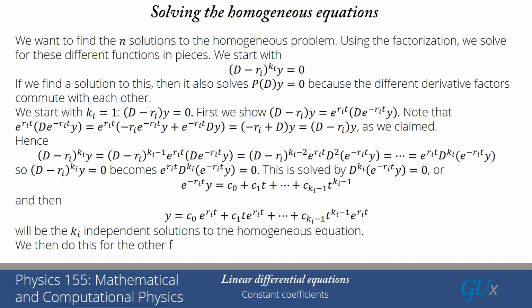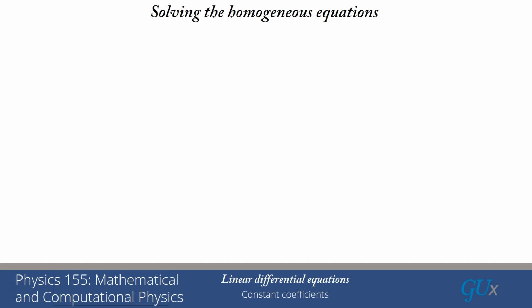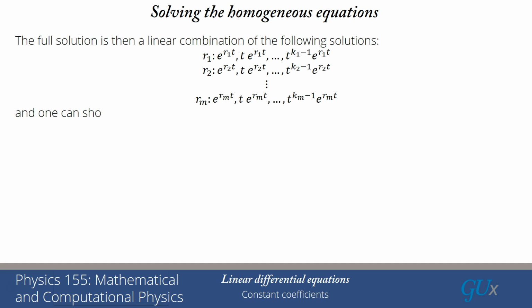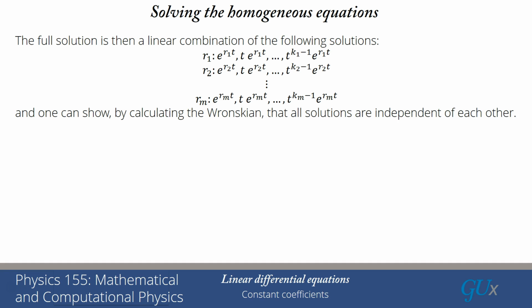Now, to solve the whole equation, we do this for the other factors, very easy to write down, and then we get all of the solutions to the polynomial acting on y is equal to 0. All right, so the full solution is then a linear combination of all of those different solutions that we found. So if I look at the first root, it'll be e^{r_1 t}, t e^{r_1 t}, all the way out to t^{k_1-1} e^{r_1 t}, and similarly for r_2, and all the way out to r_m. The k_i's do not need to be the same. They can change for each root.